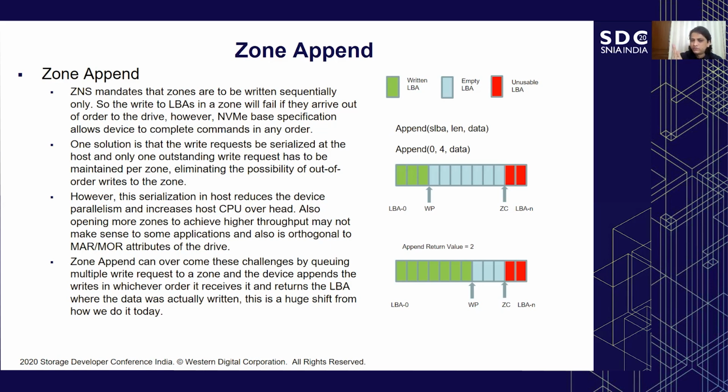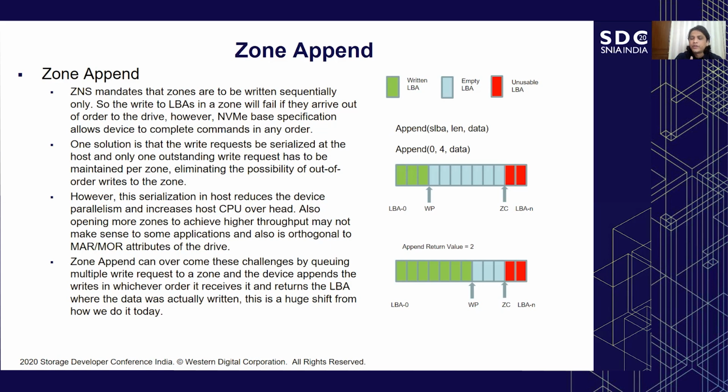That is, your IO depth is 1, which is not so good, and increases host CPU overhead. Also, opening more zones to achieve higher throughput may not make sense to applications, and it is orthogonal to the attributes of the drive. An application may want to write to only a certain number of zones at a time. We cannot force the application to write to an extra zone where it doesn't want to write just to improve the throughput, because we are maintaining only a queue depth of 1. So that is one problem.